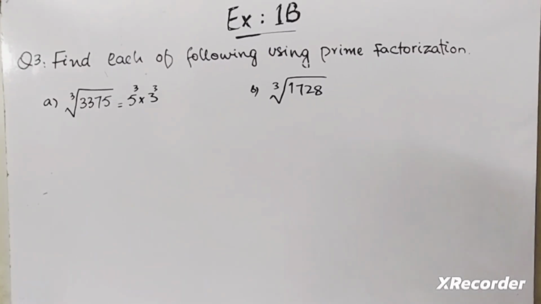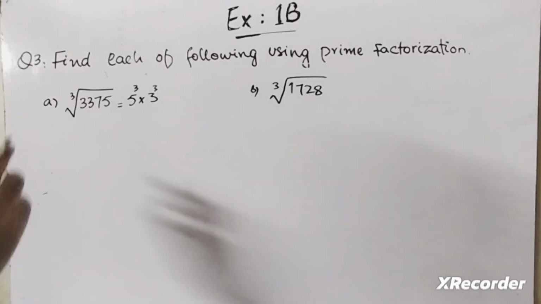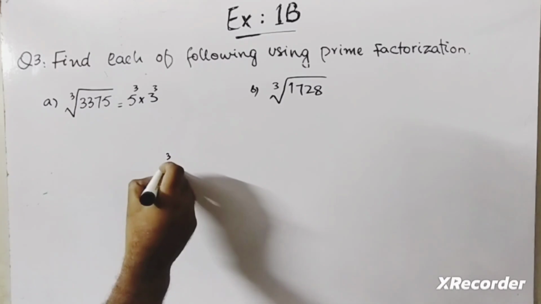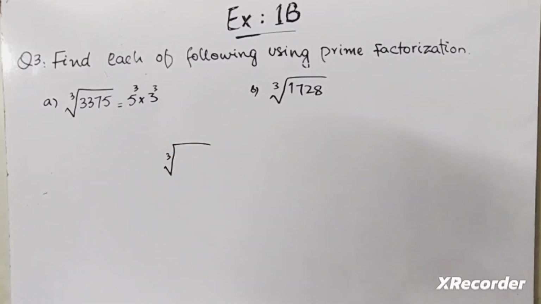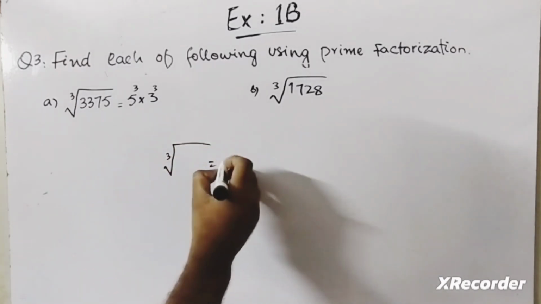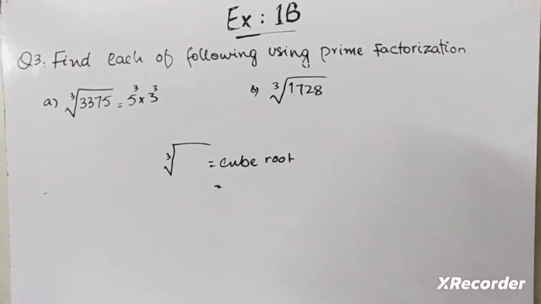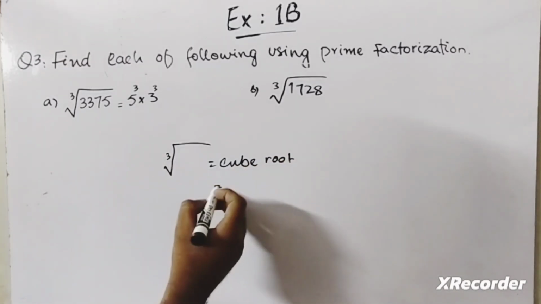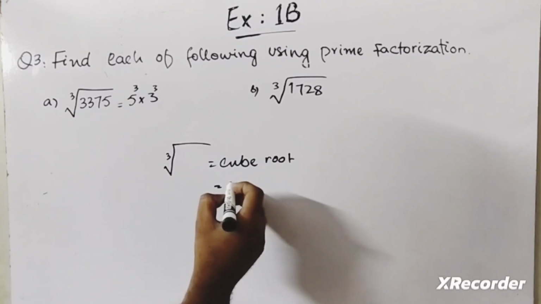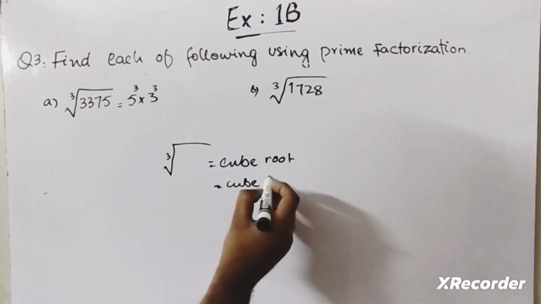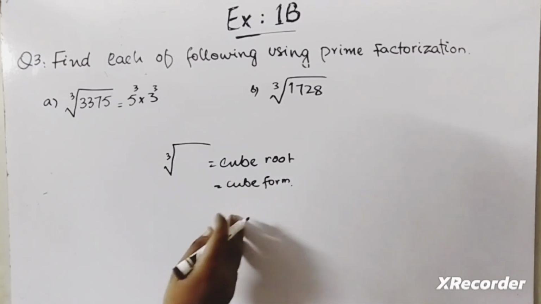Now for question number 3, we can see that this sign has a 3 mentioned instead of 2, so it means it's a cube root. And for solving these cube roots, we have to make our terms in cube form to cut the cube root.